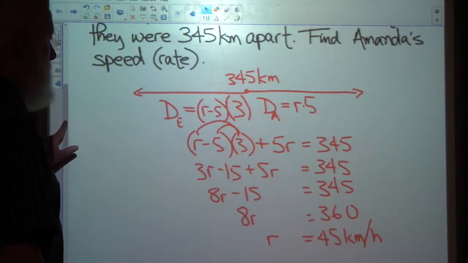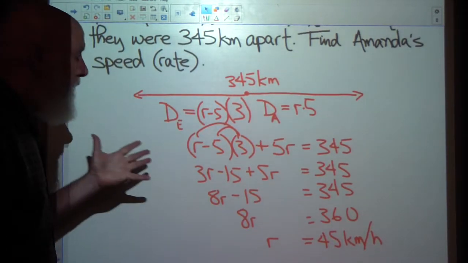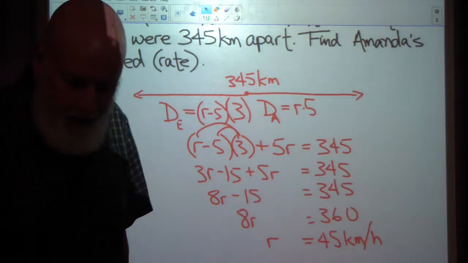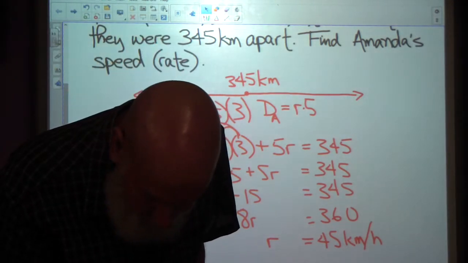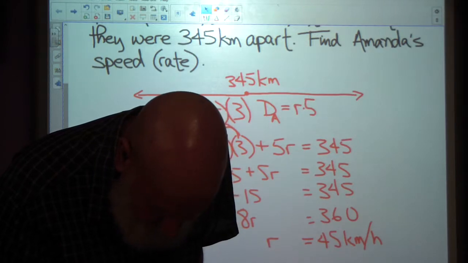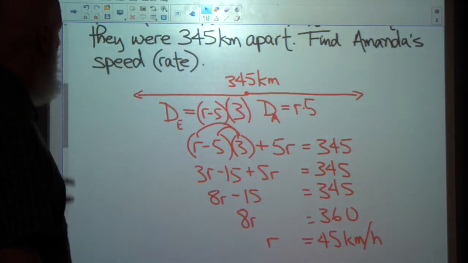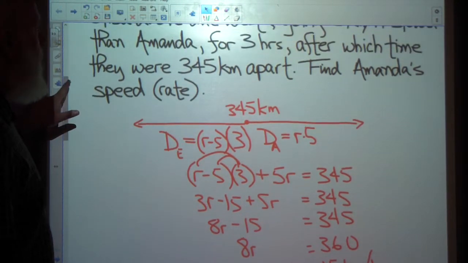So let's take a look. There's our answer. If I haven't made any mistakes, let me look at my key and see. 45 kilometers an hour, yay! So that's the type of thinking we're going to be doing.